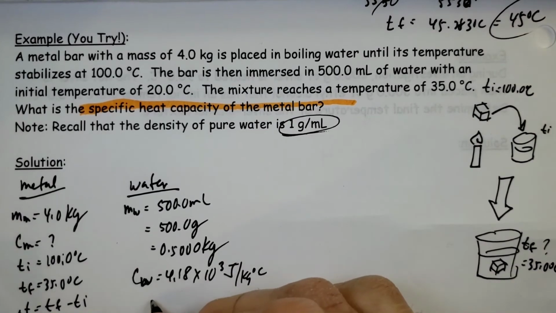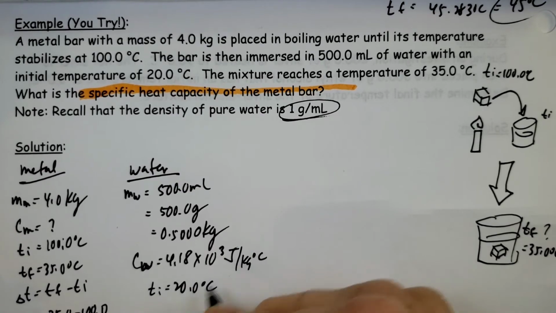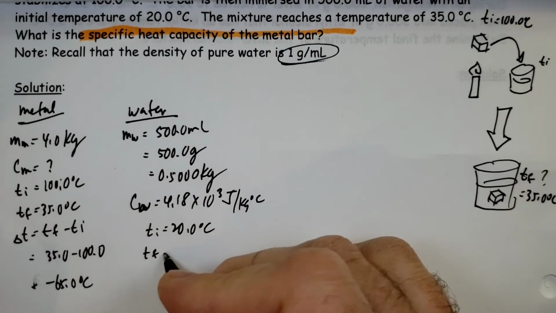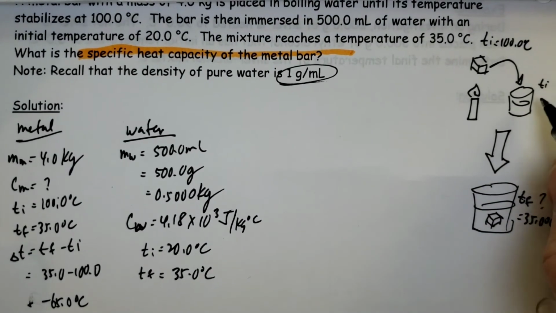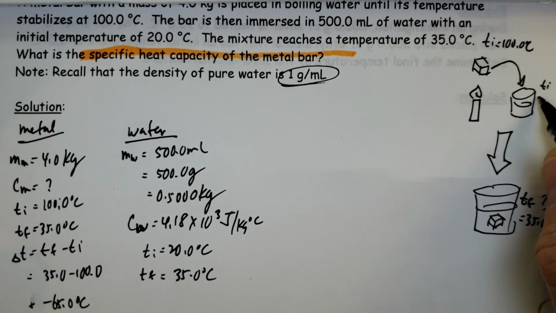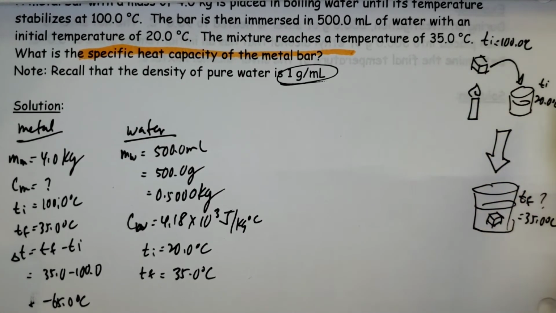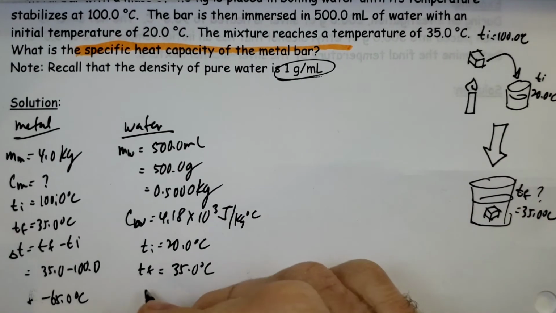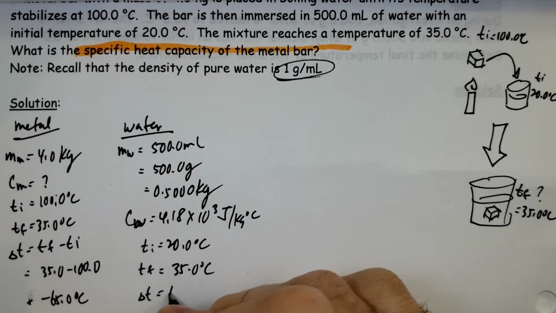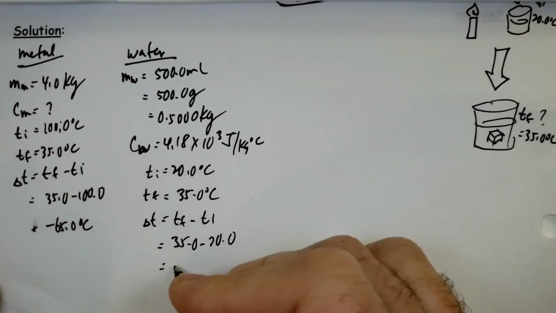All right, so TI, water was initially at 20, but then we put that hot metal in, and it reached the final temperature of 35. So if I'm going along over here, the water was initially at 20. So you can see the schematic there. Hot metal, room temperature water, bring them together, they reach that temperature. So delta T is TF minus TI. 35 minus 20, 15.